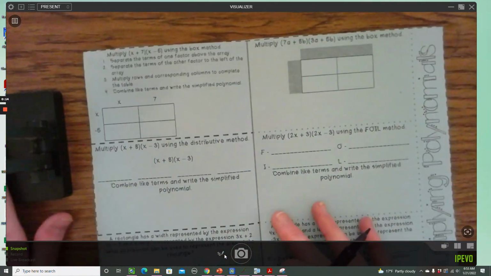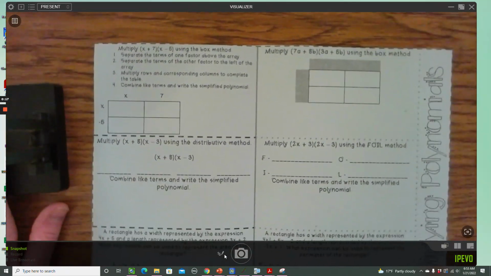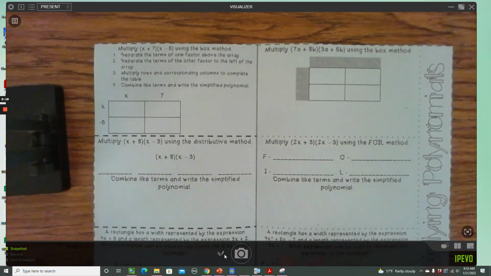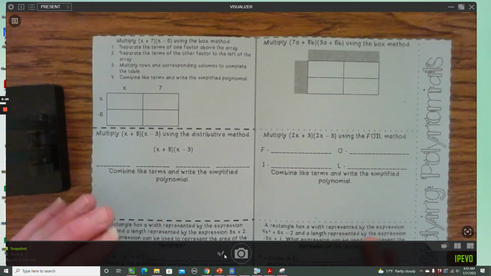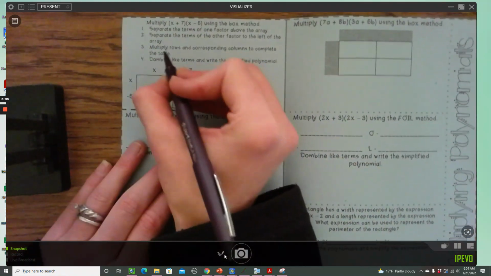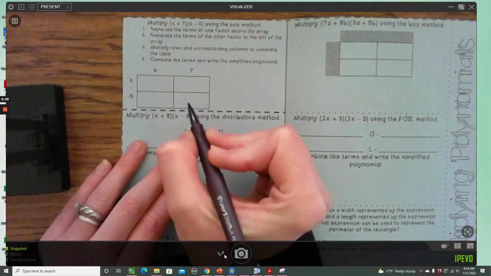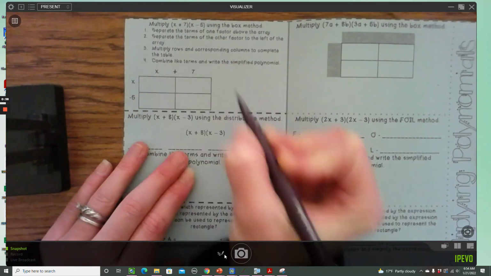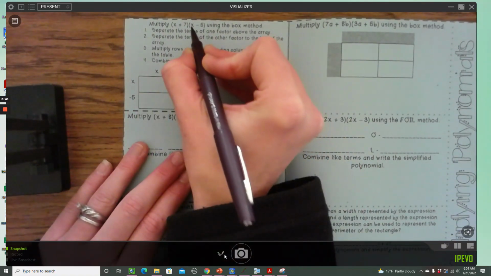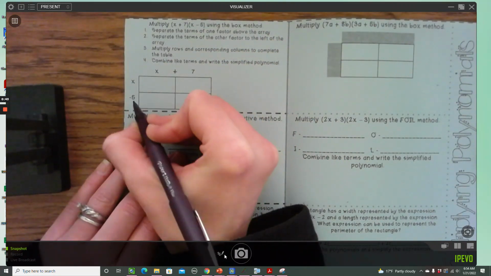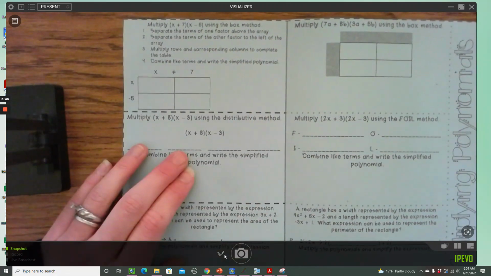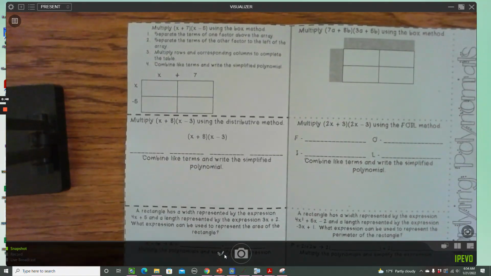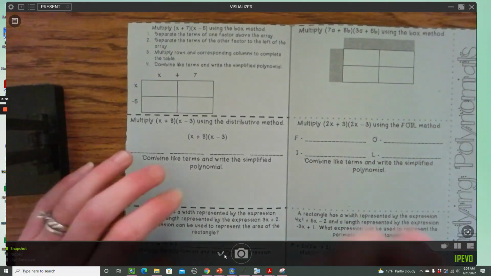Our question says multiply x plus 7 times x minus 5 using the box method. So first thing we do is we separate the terms of one factor above the array, and then we separate the terms of the other factor to the left of the array. So up on top, we're going to do the first term, which is x plus 7. And you can put the sign, just remember if it's minus 5, you're going to need an x, and then the 5 is going to be negative. Okay? So we multiply the rows and corresponding columns to complete the table.